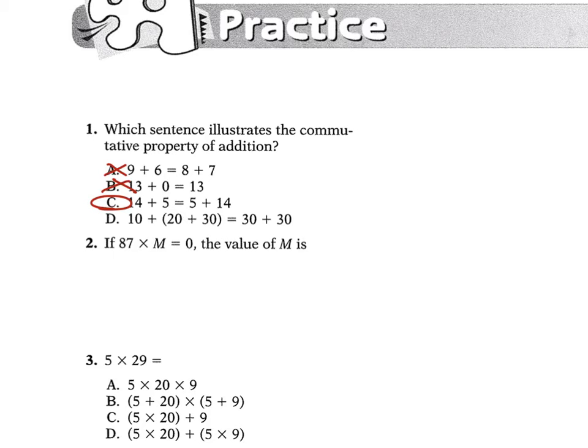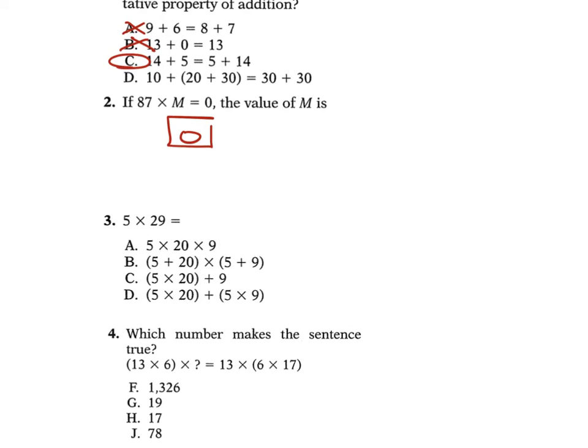For 2, it says, if 87 times m is equal to 0, the value of m is, anything times 0 is 0. For 3, it says 5 times 29 is equal to 5 times 20 times 9, no. 5 plus 20 times 5 plus 9, no. 5 times 20 plus 9, no. 5 times 20 plus 5 times 9, yes. If we distribute, that 29 becomes 20 plus 9, so we're doing 5 times 20 and 5 times 9.